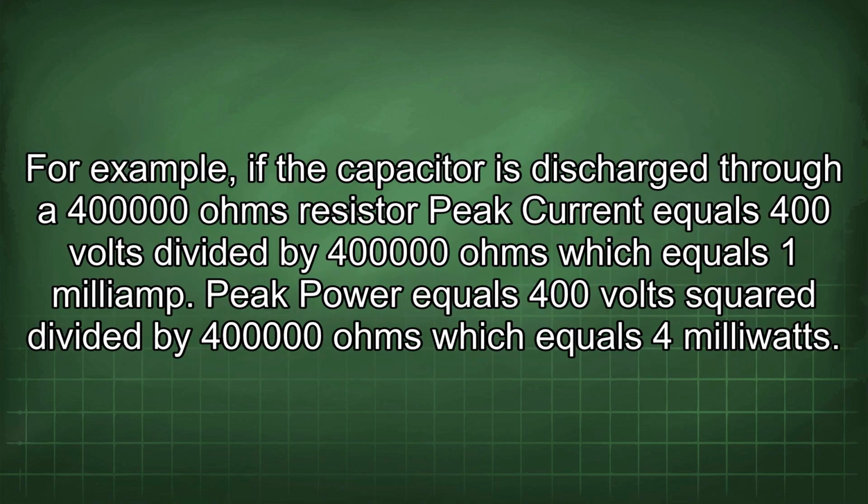For example, if the capacitor is discharged through a 400,000 ohms resistor, peak current equals 400 volts divided by 400,000 ohms, which equals 1 milliamp. Peak power equals 400 volts squared divided by 400,000 ohms, which equals 4 milliwatts.